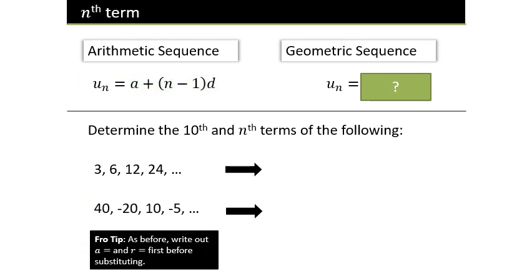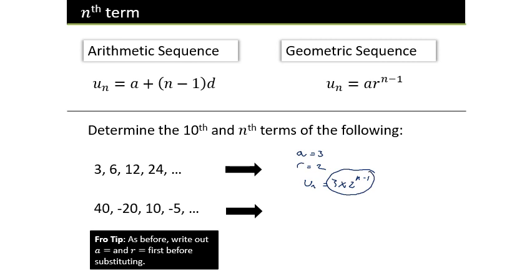So the nth term for an arithmetic sequence we looked at last time. Today we're going to look at using the formula for a geometric sequence, which is a times r to the power of n minus 1, where a is your first term, r is your common ratio, and n is the position in the sequence. So here, for question 1, a is 3 because that's the first term. r is 2. So to find the nth term, we would do 3 times 2 to the power of n minus 1. You can't simplify that, that just is the nth term.